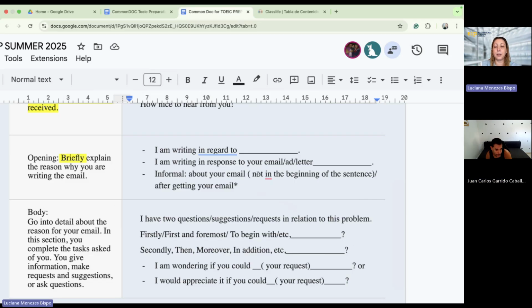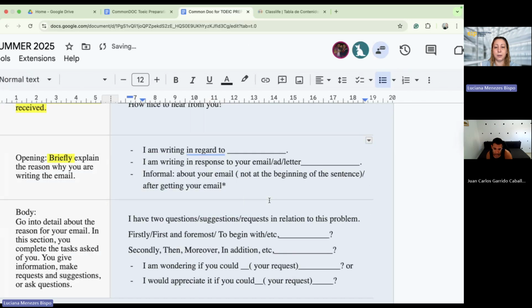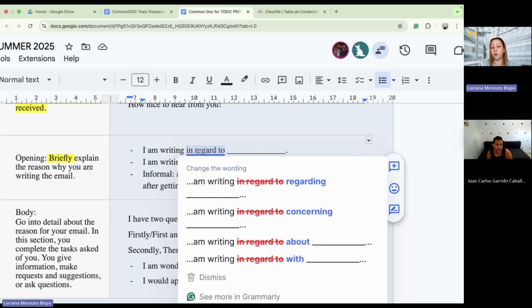At the beginning. And notice that this is in blue, right? And I don't dismiss it because I want the students to notice. It is in blue because it can be improved. So I don't use I'm writing in regard to. I normally say I'm writing regarding or concerning. I don't use about and with because they are a bit lower in difficulty, let's say. Apart from that, they are prepositions and they are not verbs in gerund. So I prefer verbs in gerund.